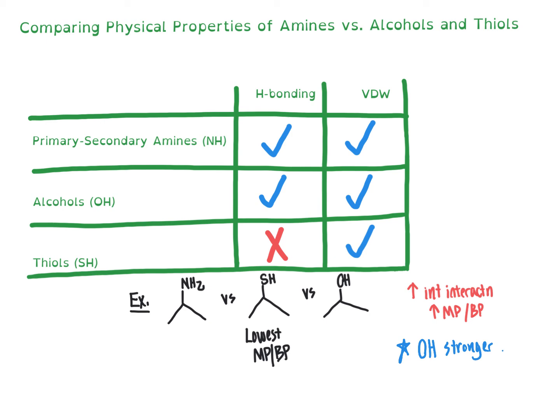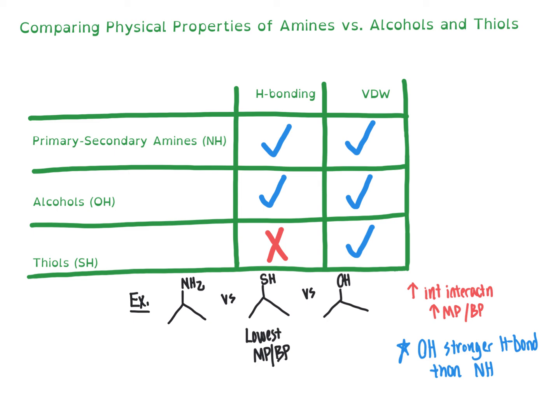bonding than amine groups. The reason why alcohol groups engage in stronger hydrogen bonds than amines is because the OH oxygen is a more electronegative atom than a nitrogen, and as a result, it more strongly is able to polarize the bond between O and H relative to the NH bond. And with that stronger polarized bond, stronger hydrogen bonding is able to result, stronger intermolecular interactions.